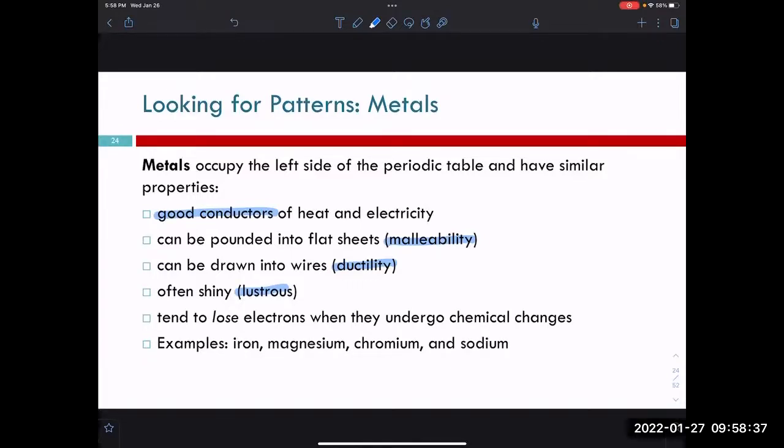They also tend to lose electrons when they undergo chemical changes. Some examples are iron, magnesium, chromium, sodium. When they lose electrons, it also means that they form positive charges. So the metals pretty much all just form positive charges.